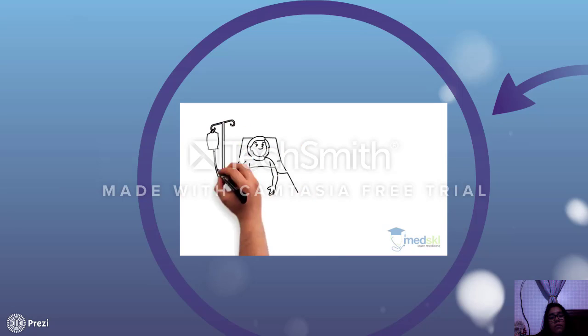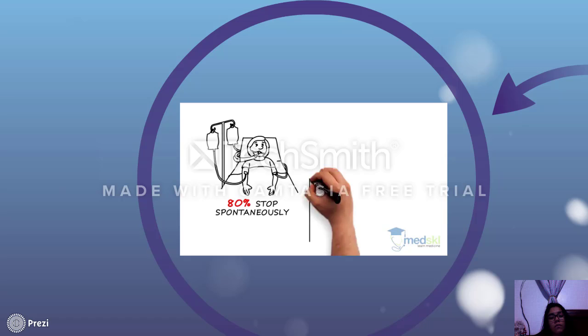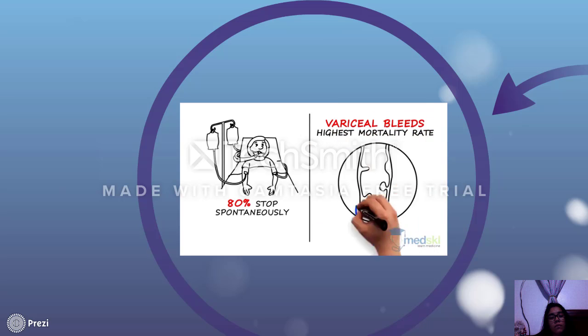With appropriate resuscitation, 80% of upper GI bleeds will stop spontaneously. Variceal bleeds, however, have the highest mortality rate, and oral endoscopic banding is recommended.